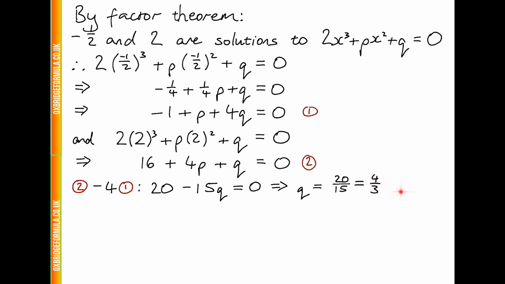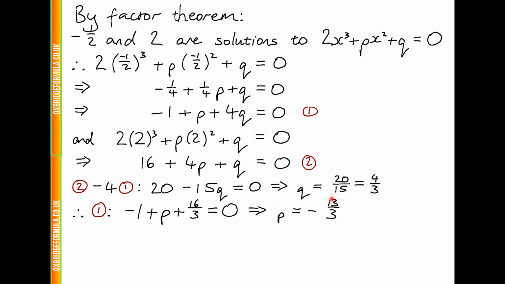Okay, so how can we now find p? Well, if we substitute in q is 4/3 into equation 1, then we see that we have minus 1 plus p plus 16/3 equals 0. And if we bring the minus 1 and the 16/3 together and move them onto the other side of the equation, we see that that tells us that p is equal to minus 13 over 3.